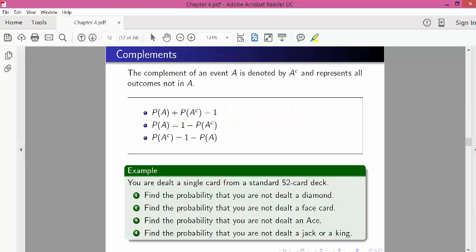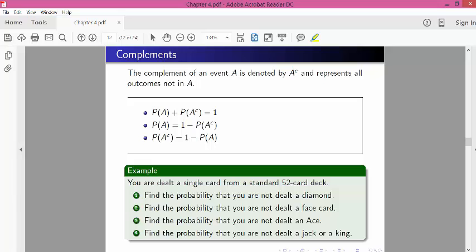Okay, so the next concept that we discussed was complements. The complement is the opposite of an event. So for example, let's say my friend is expecting a baby and she would like to have a daughter. Well, the complement of that event, having a daughter, would be having a son.